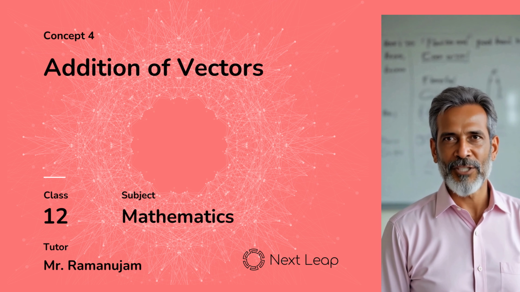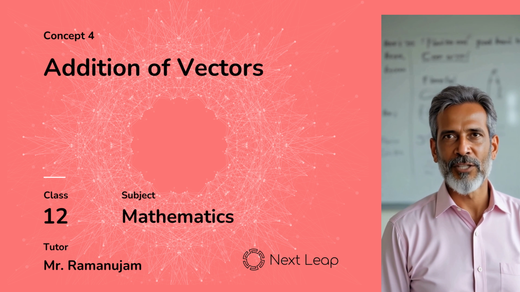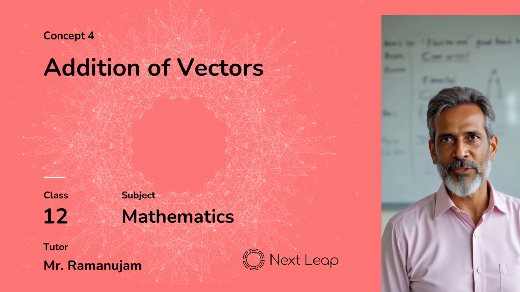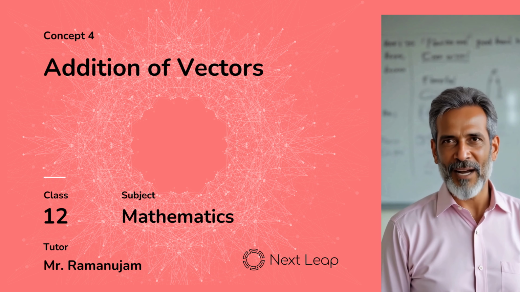To help you see this clearly, imagine a triangle where one side is vector A, the next side is vector B, and the third side, taken in the opposite direction, is the resultant vector. This triangle visually proves the commutative property and the concept of vector addition. Excellent. Now you have the foundation to explore the geometric world of vectors.